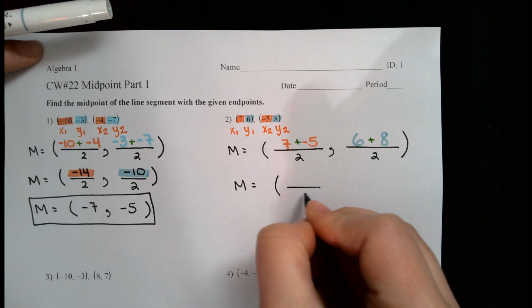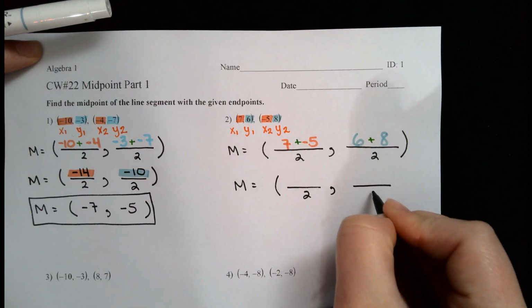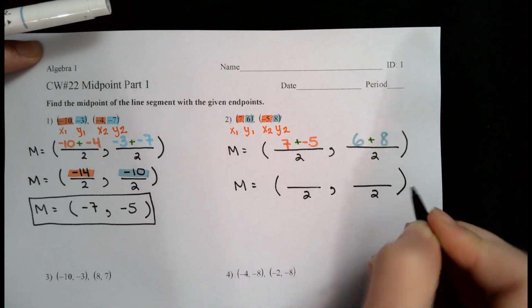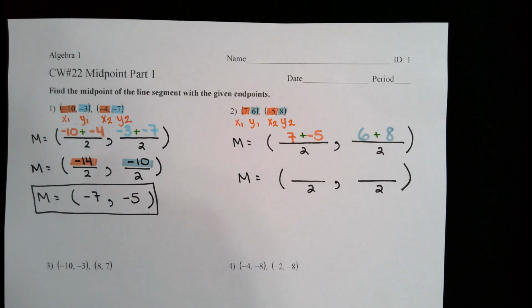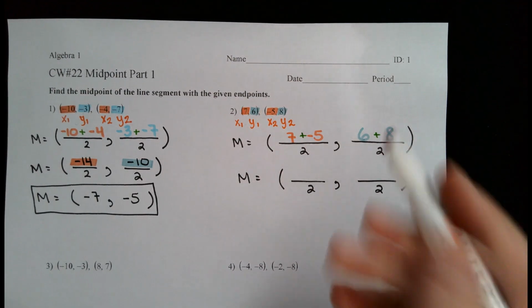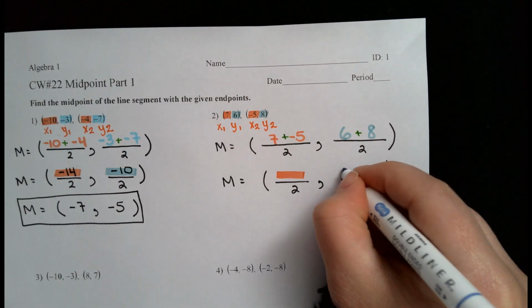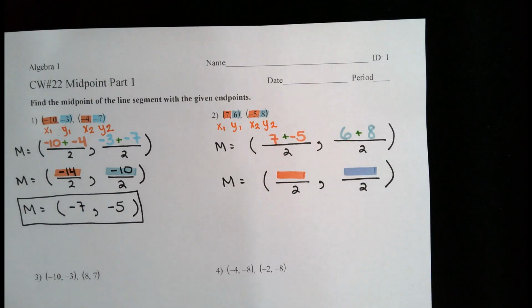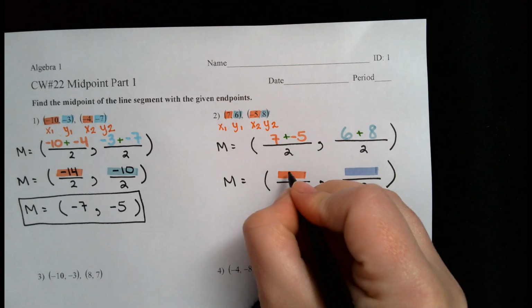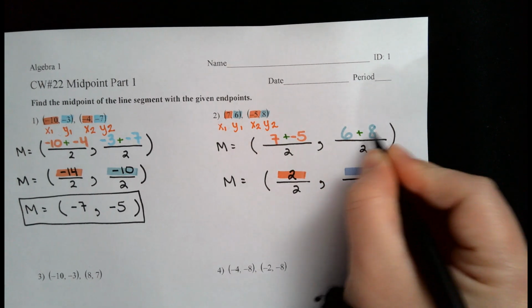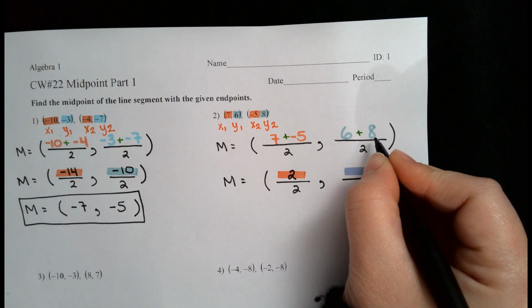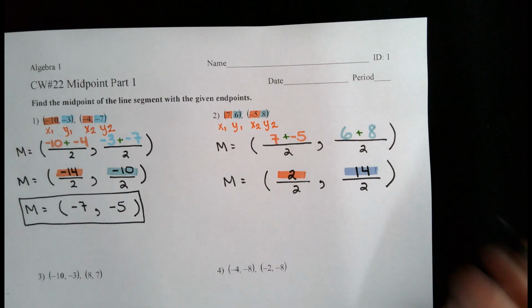So we still are going to have the divided by 2, divided by 2. So we are having 7 pluses, 5 minuses, or 5 negatives here, and then 6 plus 8 on the other side. So we get +2 here, 8, 9, 10, 11, 12, 13, 14 here.